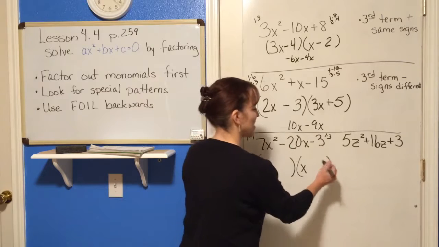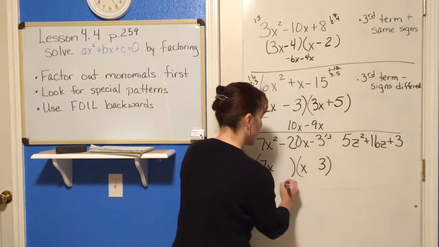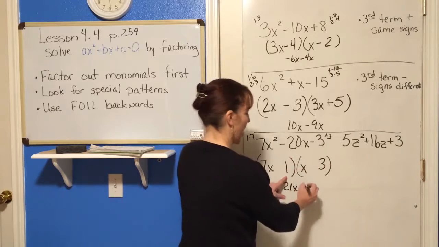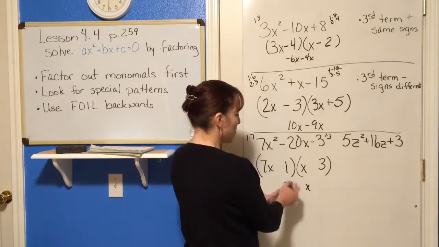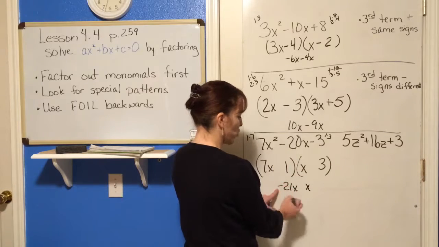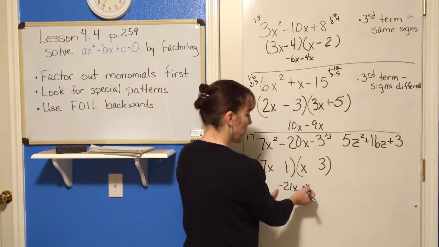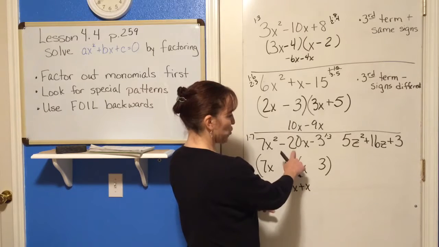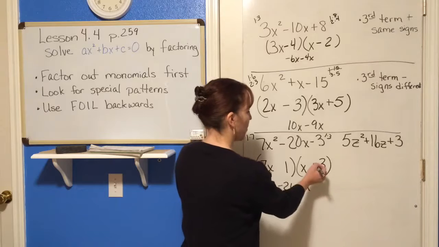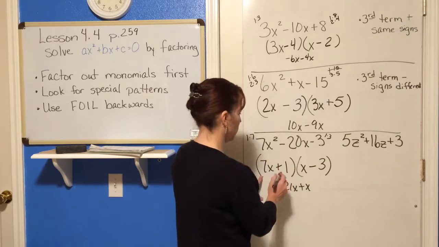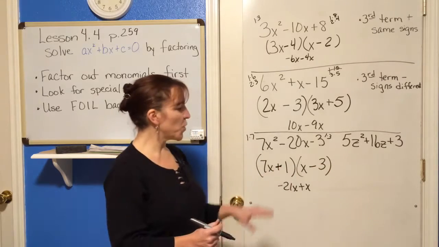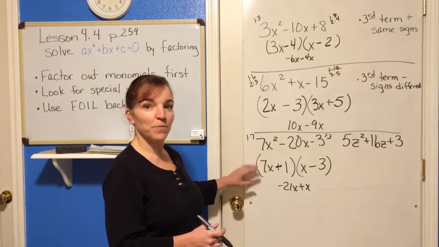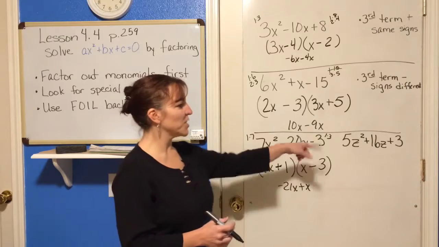So I know that if I take 7 times 3 for my outsides, I'm going to get 21. And 1 times x is just an x here. So if I make the 21x negative and our positive 1x, then we'll end up with a negative 20x. So we want this one to be negative and this one to be positive. 7x plus 1, x minus 3 is our factored expression. So hopefully you got that. Let's move on to the next one.